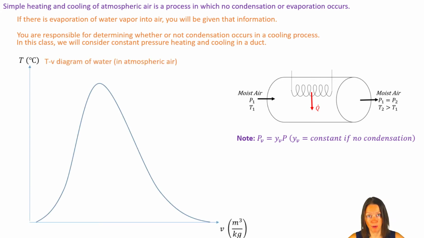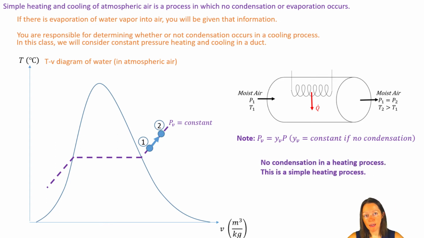So what we're going to do is follow along on a T-v diagram the behavior of the water that's still in that atmospheric air, that's still in a gas phase. I'm going to draw a line of constant vapor pressure, and I'm going to start out in the superheated region, so my water vapor exists as a gas. If I heat things up at constant pressure, there's no condensation because I'm still in the superheated region, nowhere near the saturated vapor line. So I'm still along the line of constant vapor pressure if I'm heating at constant pressure. For any heating process, as long as there's not any means of introducing moisture into the air, this is a simple heating process.